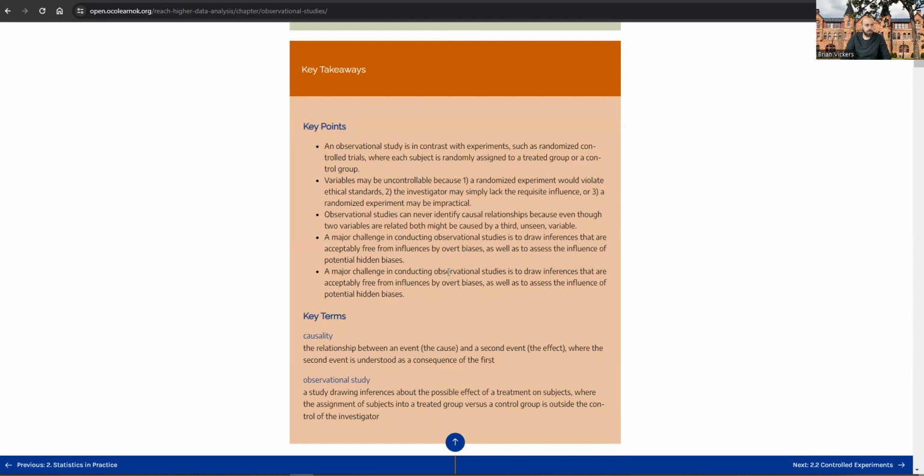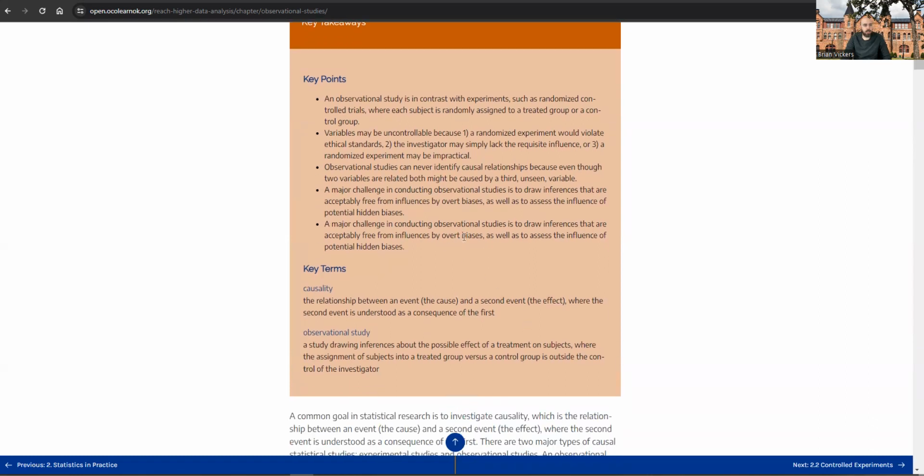For whatever reason, we've got uncontrolled variables, maybe it's a medical type experiment, and any kind of randomization effect might violate some sort of ethical principle. There's not a way to add influence to the situation, or there's just an impracticality there. Those are reasons why you might have an observational study rather than trying to create the experiment from scratch.